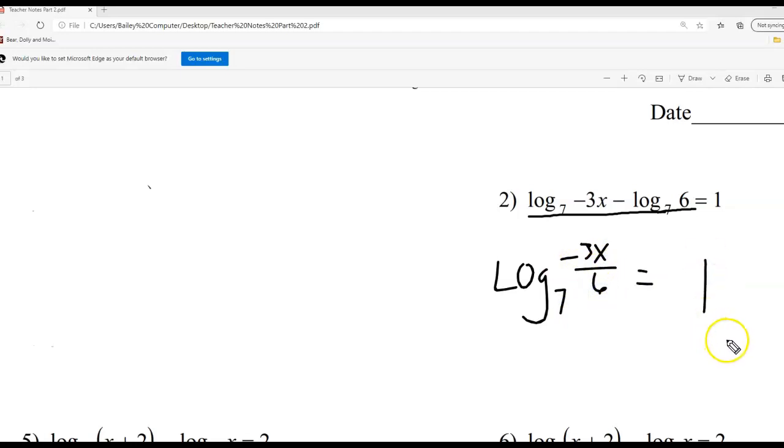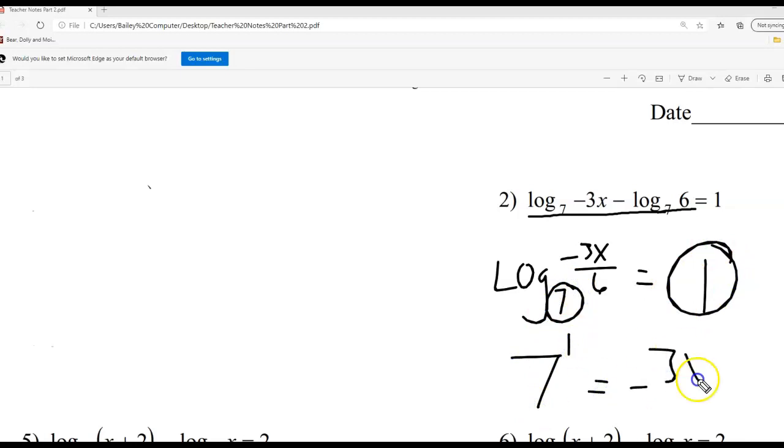Now, another way that this problem is different, unlike the last one, there is not a log on both sides. So the way we're going to solve it is different. You can't just cross the log off. So remember, this is more like the first 3 problems that we solved. When you have only a log on one side, the strategy is to change it into exponential form. So it's going to be 7 to the power of 1 equals negative 3x over 6.